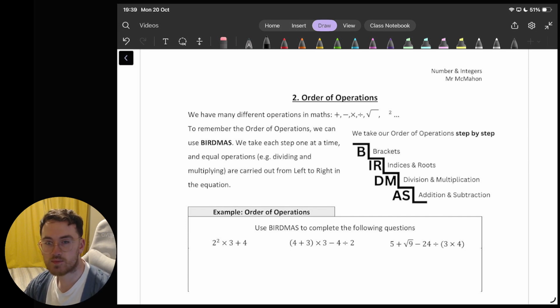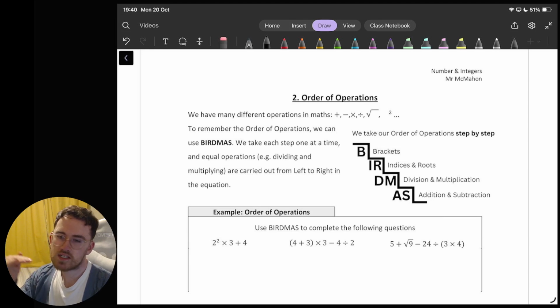So indices are powers, power of 2, power of 3, power of 4. They tell us to multiply something by itself a certain number of times. Roots are the opposite. We're looking for numbers that multiply by themselves to give us the number that's under the root. Dividing and multiplying come next, and then adding and subtracting. The key thing about this stair idea is we're going down the stairs, but when we land on a step, we do whatever appears on that step.